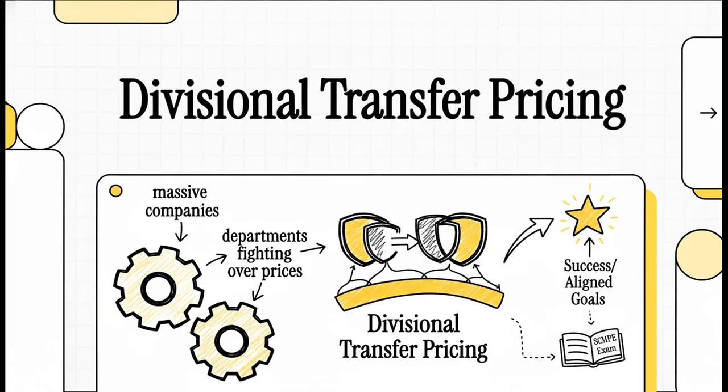Ever heard of two departments in the same company basically at war with each other over pricing? It sounds wild, right? But it happens all the time in huge organizations, and it can absolutely kill efficiency. So how do you fix it? Well, that's where divisional transfer pricing comes in.